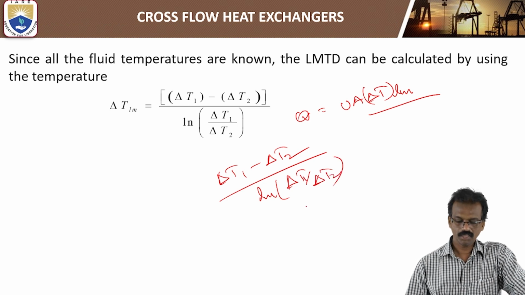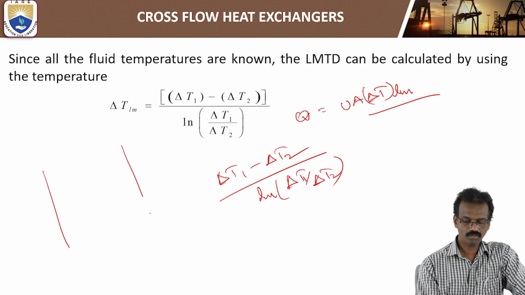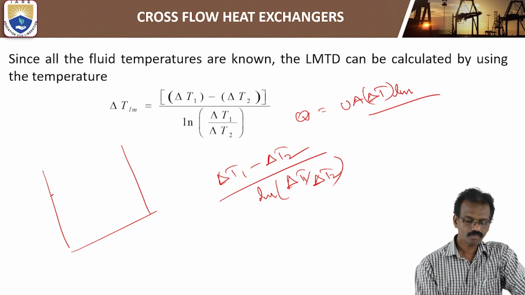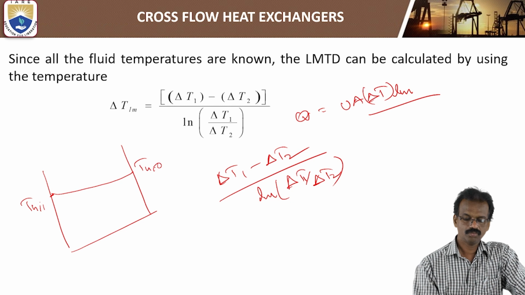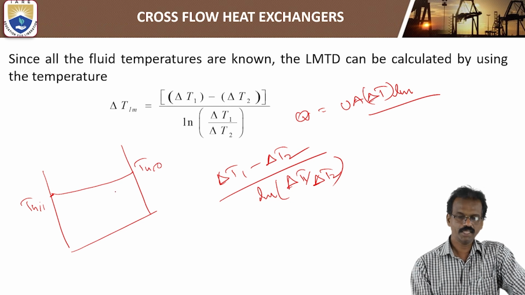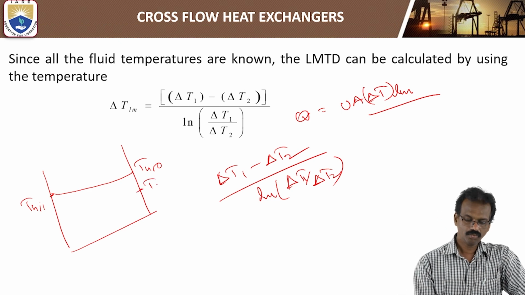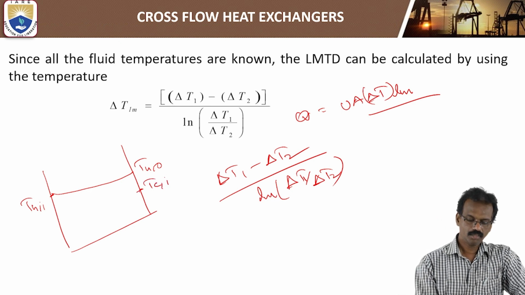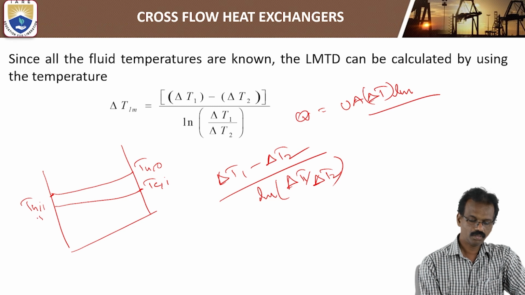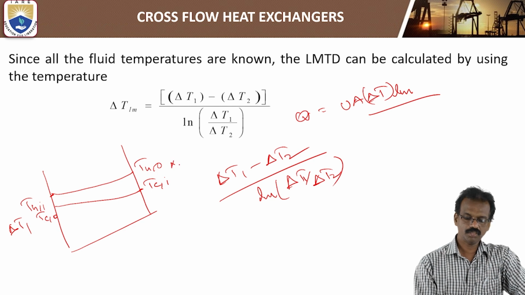So delta T1, if you just draw the graph, you know the graph. Cold fluid inlet, hot fluid inlet, hot fluid outlet. So in counter flow, the flow is in the opposite direction to each other. So here cold fluid inlet and hot fluid outlet, cold fluid outlet. So this is the delta T1, and this is the delta T2.